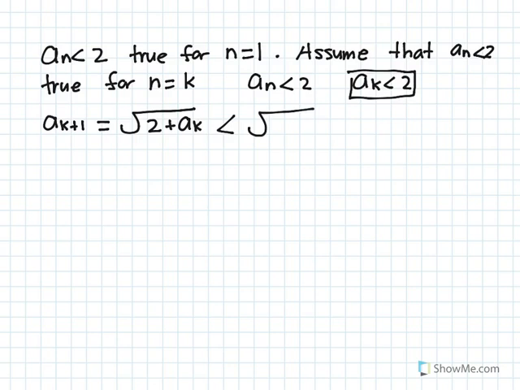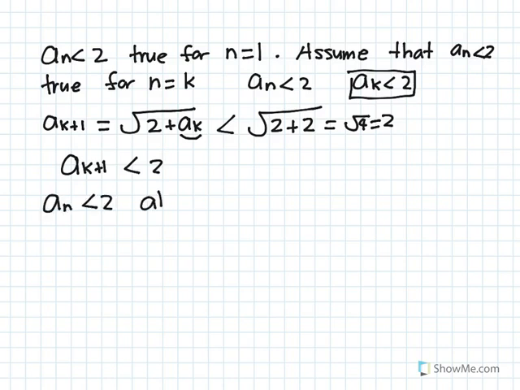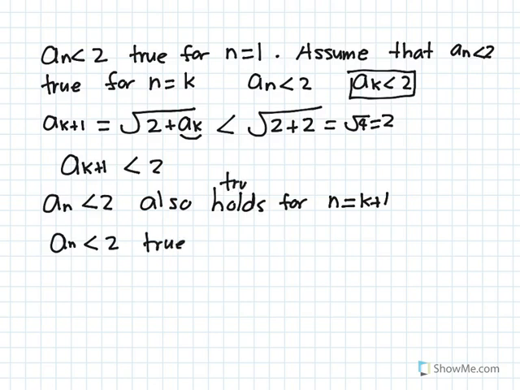This is less than the root of 2 plus, but a_k is less than 2, so I can just put 2 here. We get root of 4, which is equal to 2. That means a_{k+1} is less than 2. So a_n less than 2 also holds for n equals k plus 1. So let's review. When we say holds, it's the same thing as saying true.